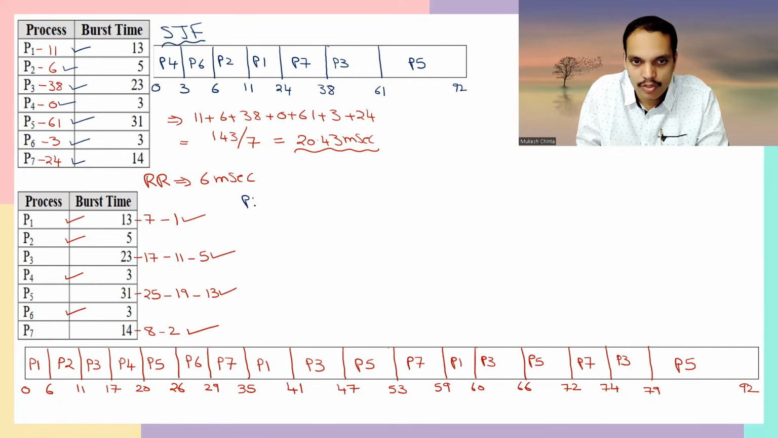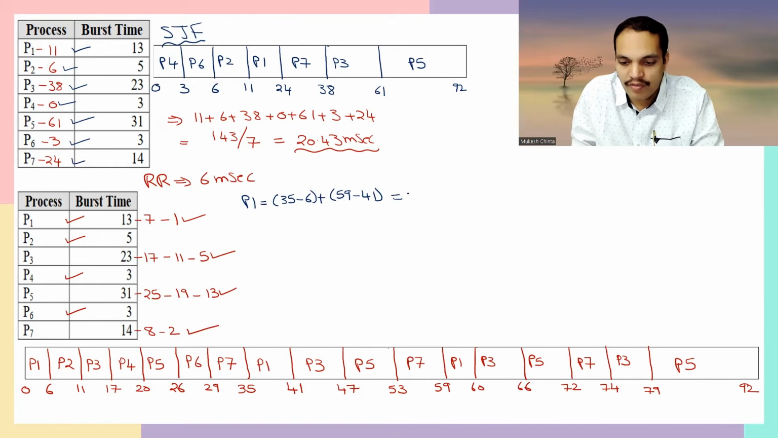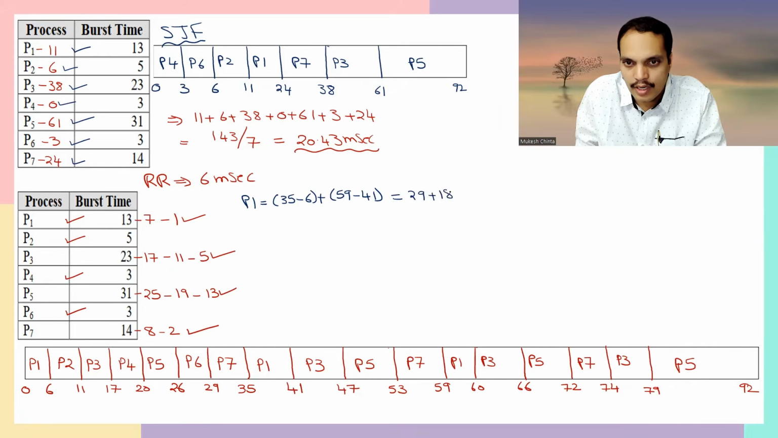Let me start from P1. So what is the waiting time for P1? The first one is 0. It exited at 6 and it re-entered at 35. So P1 is equal to 35 minus 6 plus, it did not complete its execution here. It came out at 41 and it re-entered at 59, isn't it? So 59 minus 41. And you can see at 60 it has completed its execution. So 35 minus 6 gives me 29 plus 18, which is equal to 47.